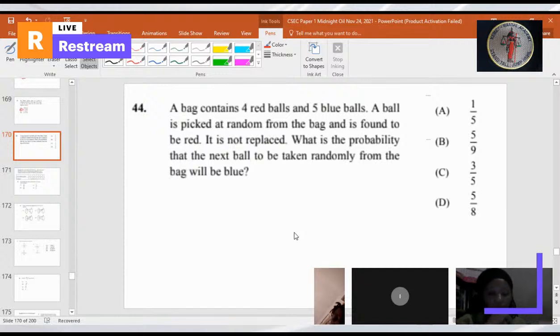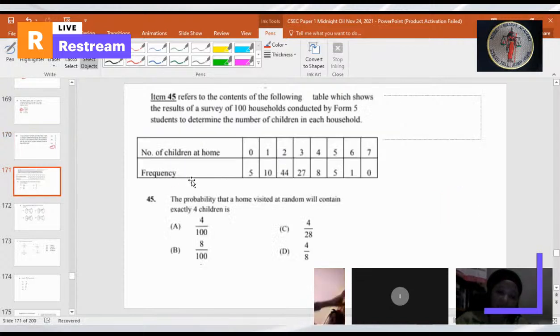It's not replaced. You had 4 red and 5 blue. That's 9 balls in all. You took out a red ball. So how many balls are there now? 8. So the chance of getting a blue ball now would be what? 5 over 8. It's no longer 5 over 9 because 1 was removed. It's now 5 over 8.